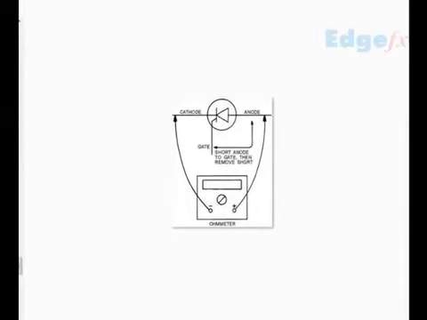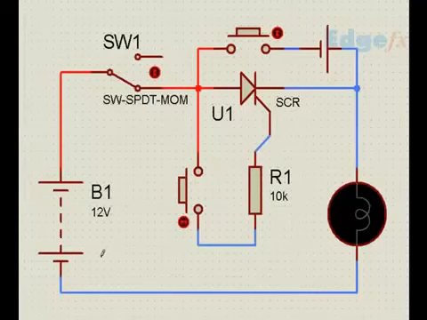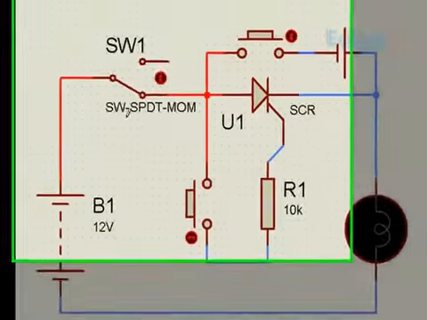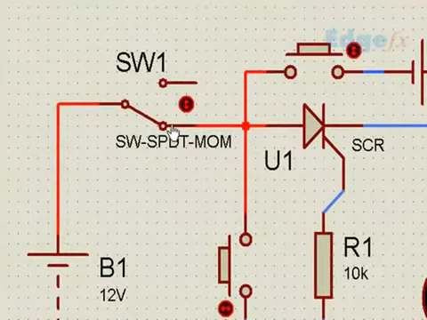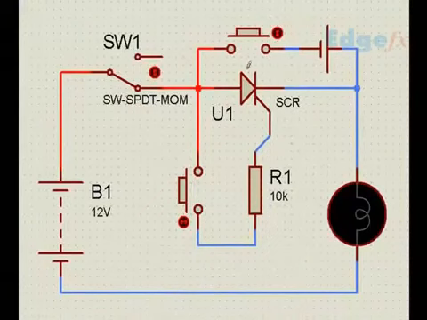It conducts like a diode. Let's see this. We have a DC power supply. We have a switch to momentarily break the supply, and we have a switch connected to the gate, and this is the SCR. This we will discuss separately.